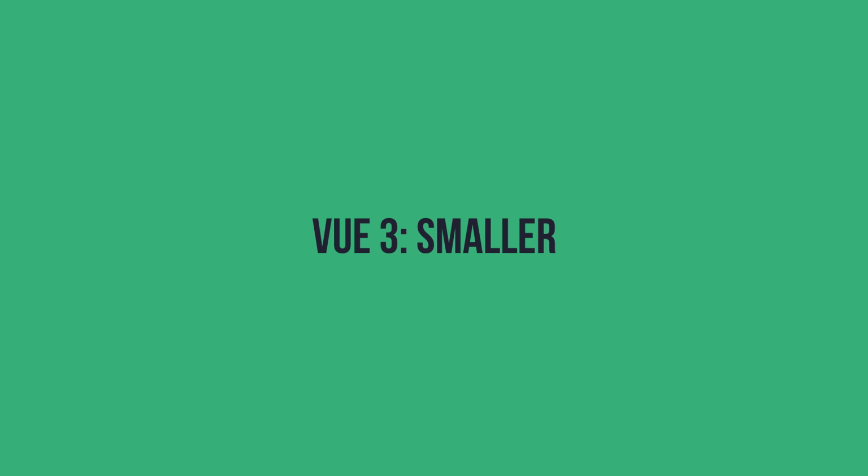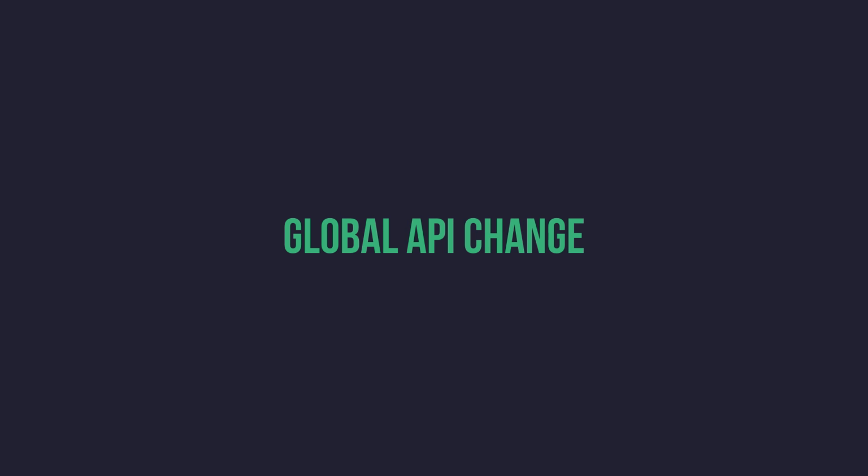So we're going to start with Vue 3 smaller, and we're going to start with the global API change. This is really the first one I want to discuss because this is going to affect you whether you drop a script tag on a page or you use the CLI in the future to build out an application. You really need to understand this API because this is where Vue really starts. And this is a change from Vue 2.x.